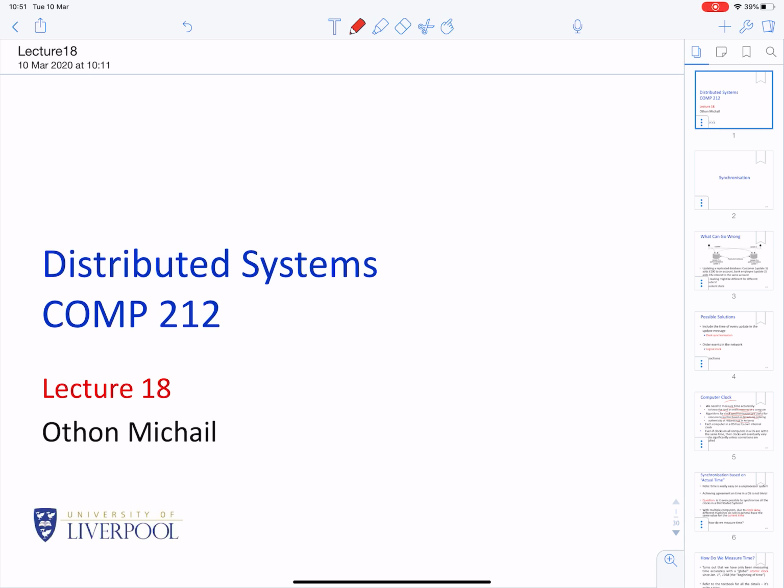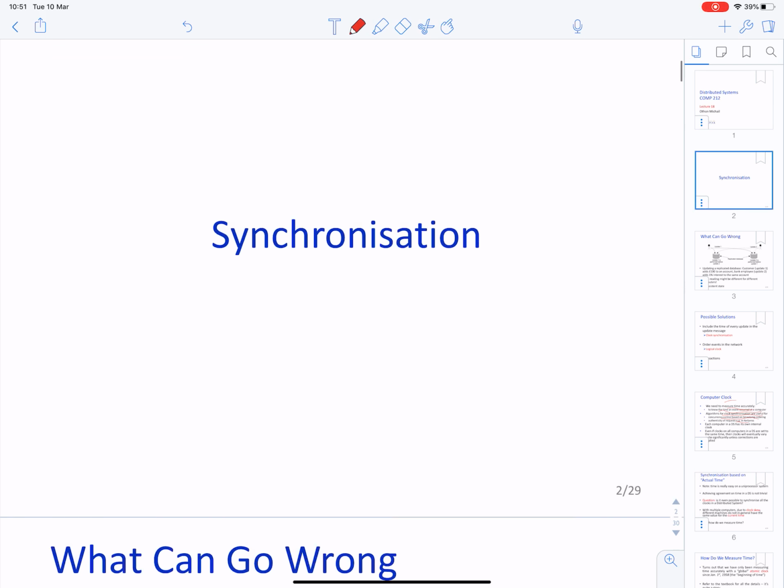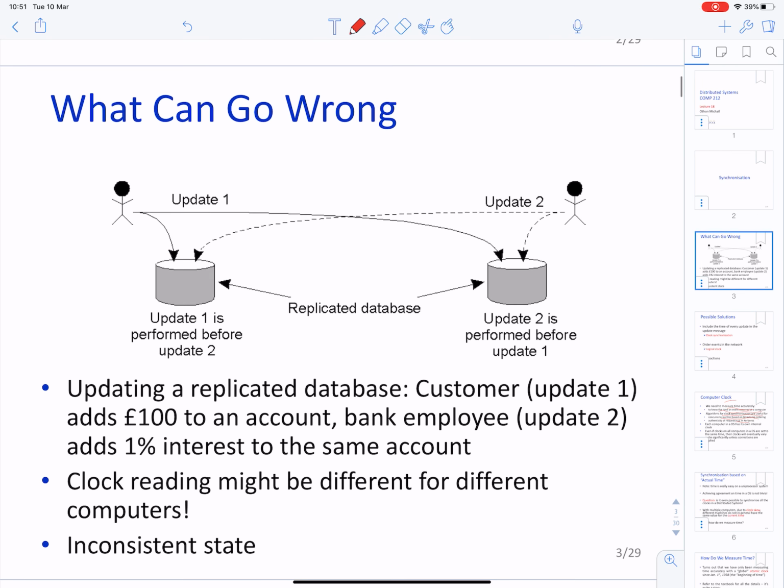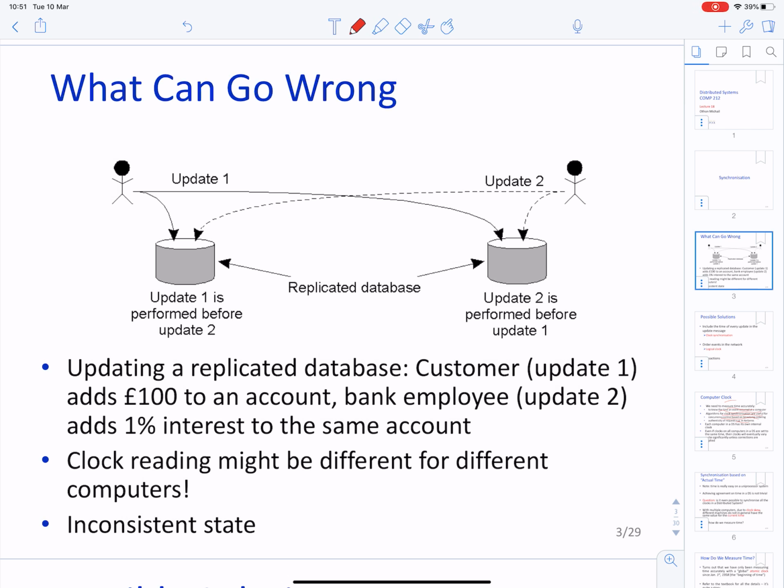So today we would like to talk about distributed systems, lecture 12, on synchronization. What can go wrong if we update something? It's just like if update 2 is performed before update 1. Then we are going to have a replicated database.